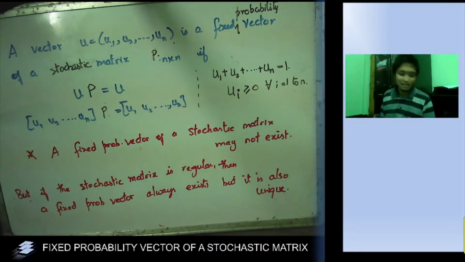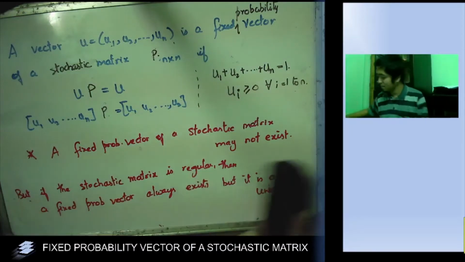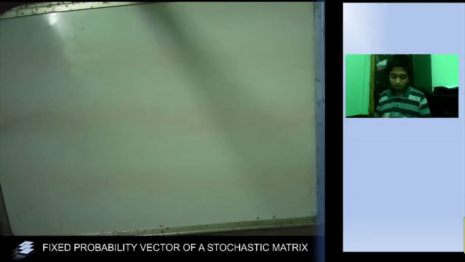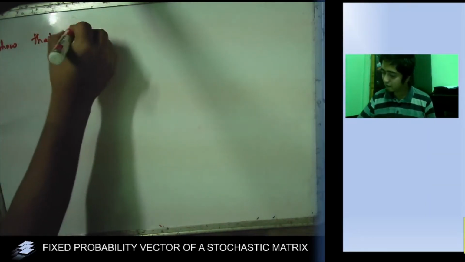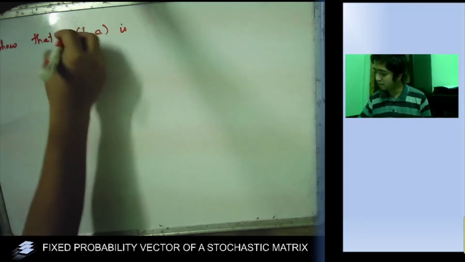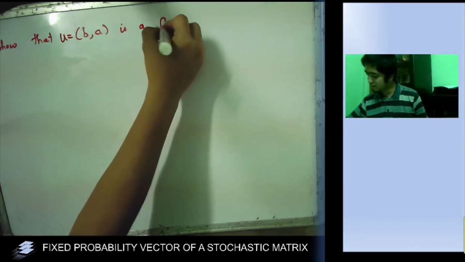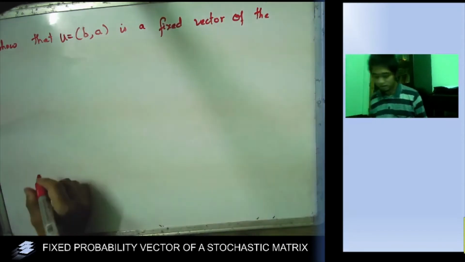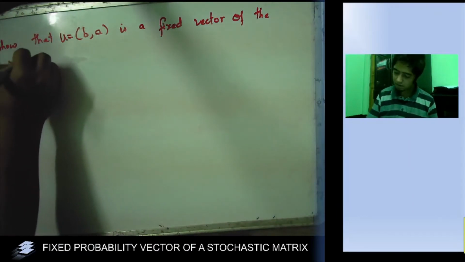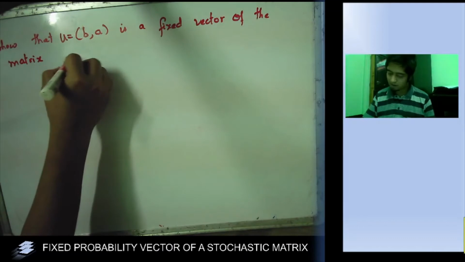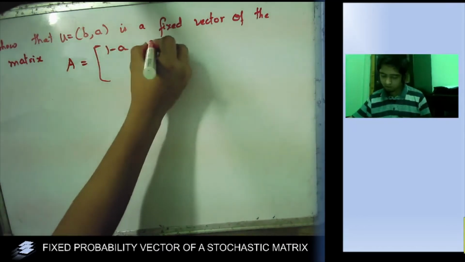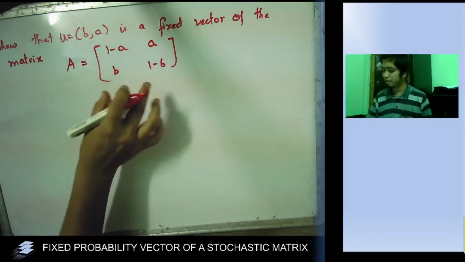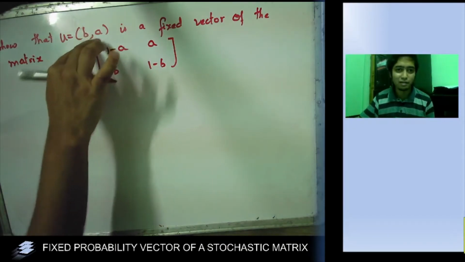So with this being said, now let us go ahead with an example. Let us make it a 2 by 2 matrix first. Show that U equal to (b, a) is a fixed vector of the matrix A, with rows (1-a, a) and (b, 1-b). We are having a 2 by 2 matrix, that is why over here we are having 2 coordinates.